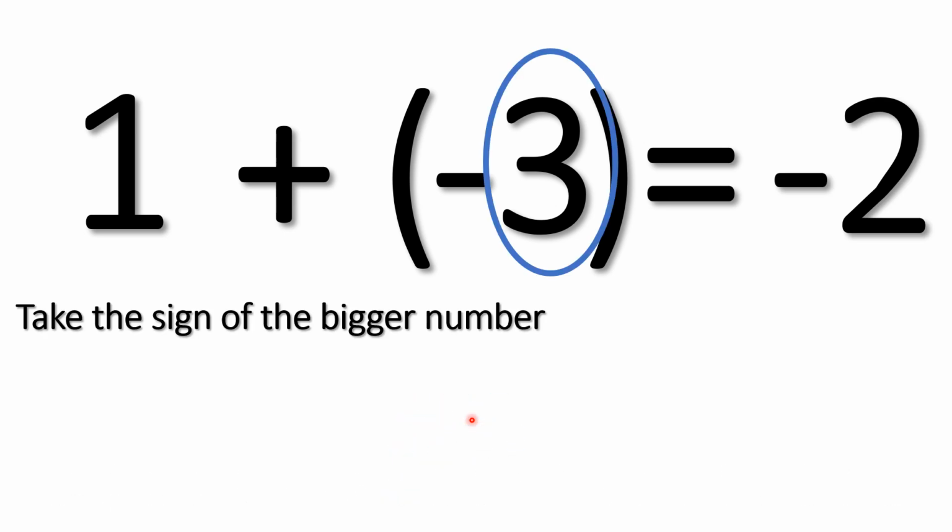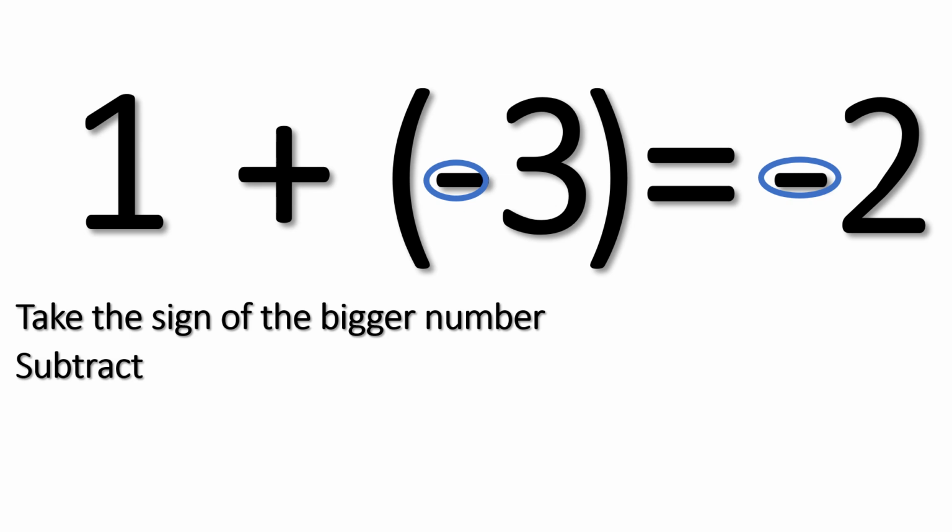Another way is to take the sign of the bigger number. Remember, I am adding a positive number to a negative number. I will find out the bigger number over here is the 3, which is negative, so it's in the negative side. Even if you add 1 to it, you will still be in the negative side. So I'm going to take the sign of the bigger number, which is negative over here. Then I will subtract the numbers that I have, 1 and 3. 3 minus 1 is 2, so my answer is -2.